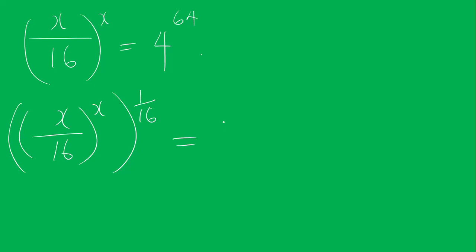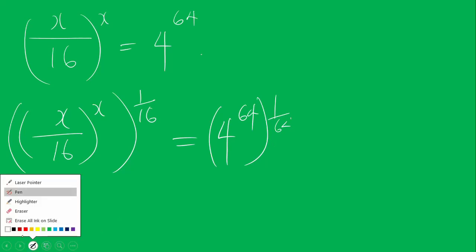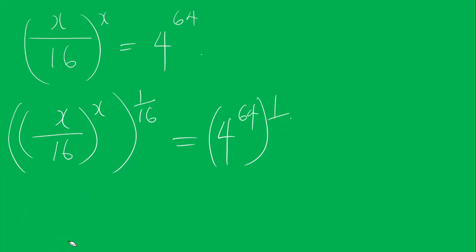Now this is 4 to the power of 64, raised to the power of 16, to the power of 16, to the power of 16. See, this expression here is the same thing here, because since the powers are raised to the same value, it will still remain the same.